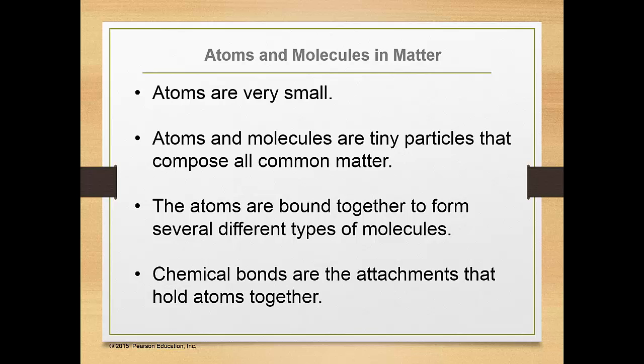But for now, we're just going to say that atoms are very small particles, and molecules are combinations of those atoms that are in and of themselves small particles. And these atoms and molecules compose all of the common matter, all of the material around us. Okay, atoms are bound together by electrical interactions. That's something we'll be looking at later in the semester, to form different types of molecules. And then the thing that holds the atoms together, these electrical interactions, we refer to those as chemical bonds.